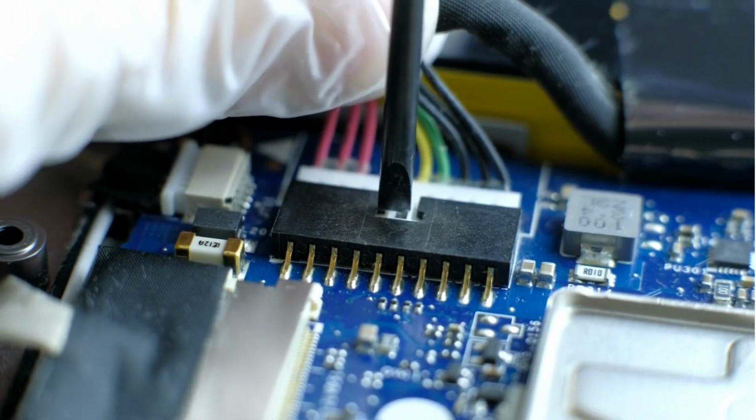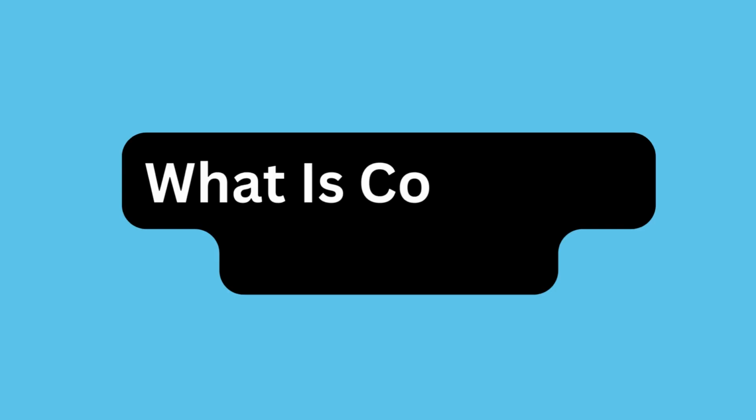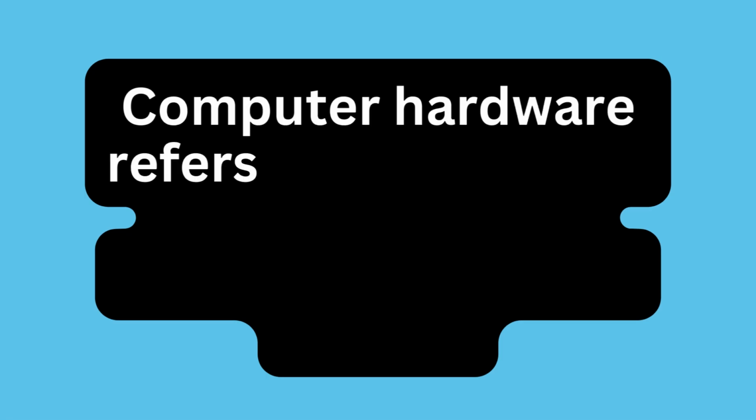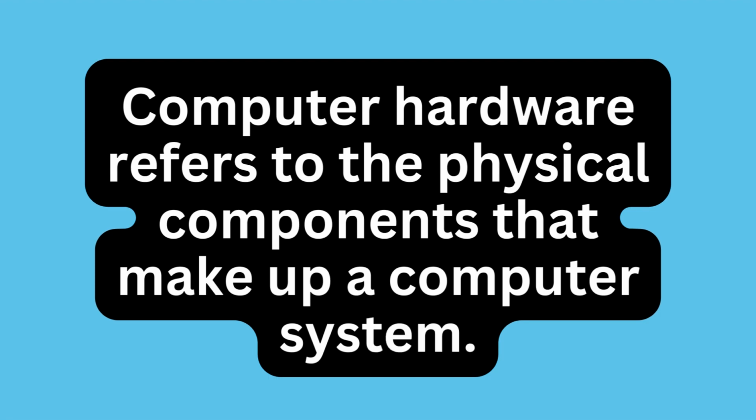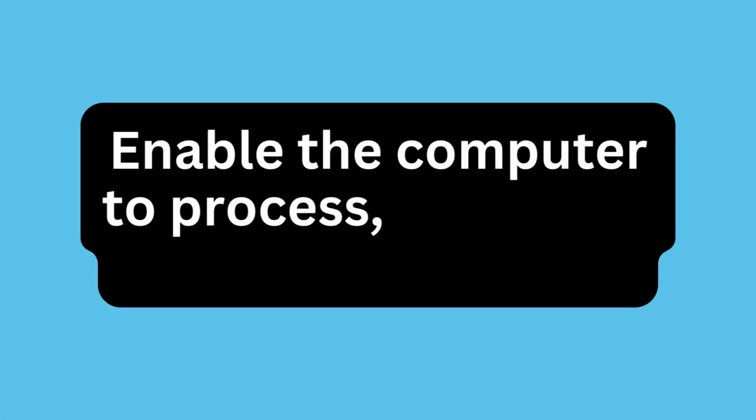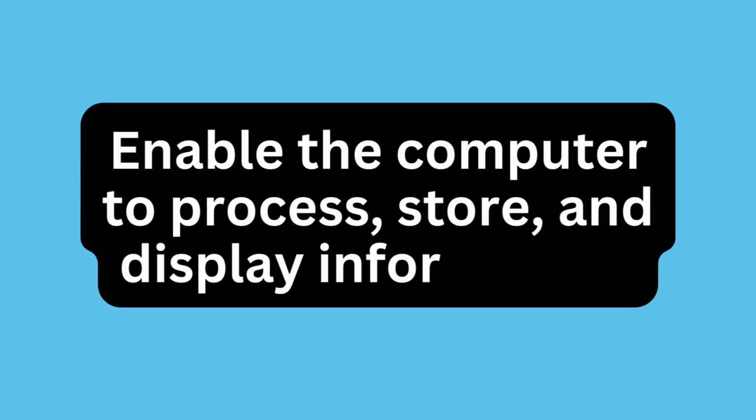Before we explore the different parts of a computer, let's understand what computer hardware is. Computer hardware refers to the physical components that make up a computer system. These components work together to enable the computer to process, store, and display information.